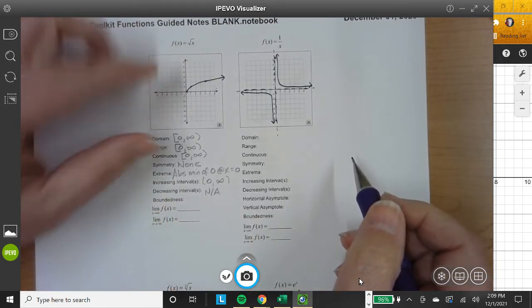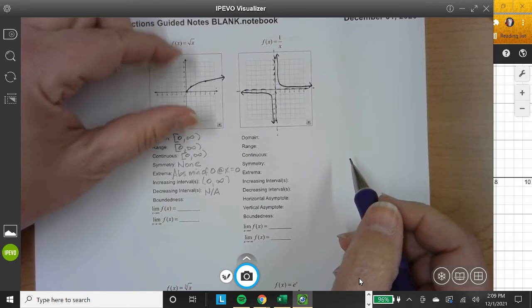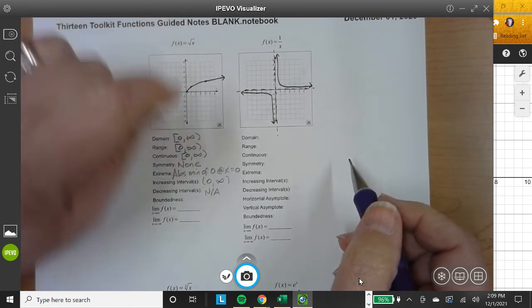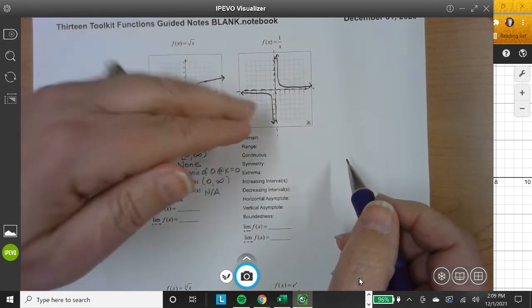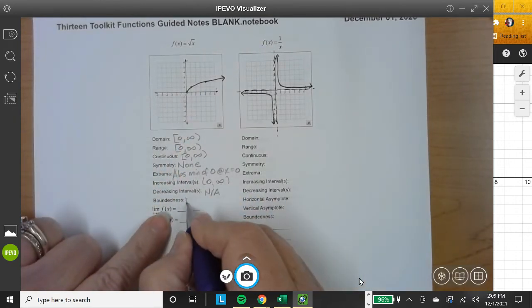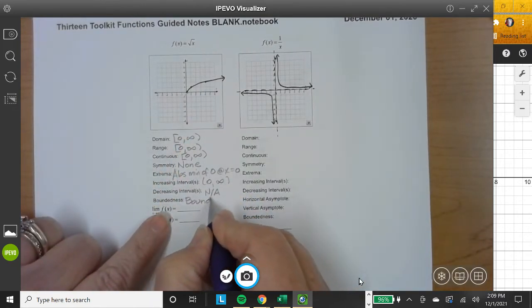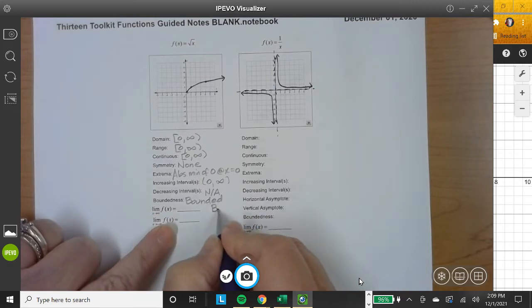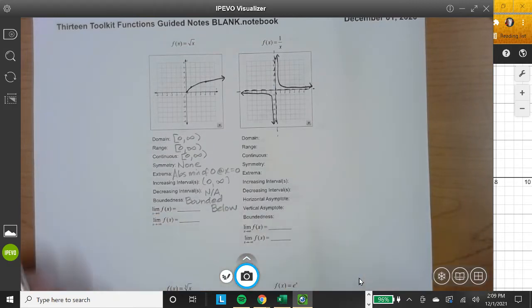Boundedness, well, is there a y value that's restricting or bounding the y's? Well, not on this side, not as you go up, but down here you have a lower bound, so this is bounded from below. Bounded below. And let's talk about the end behavior limits.